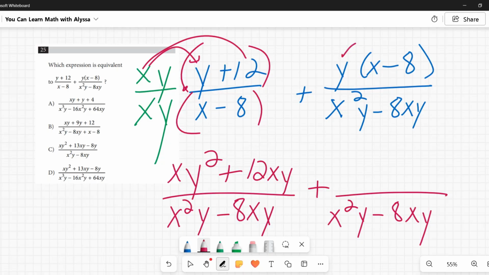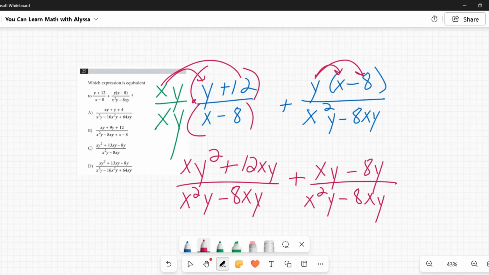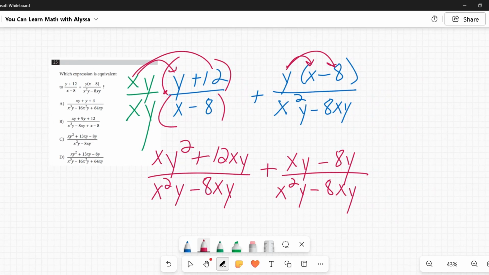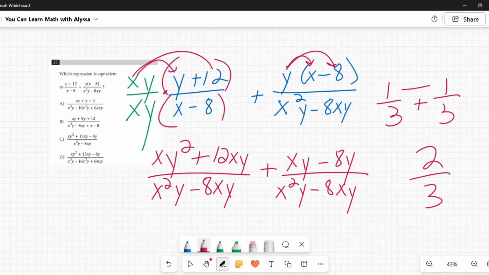Now on the top, I want to distribute. y times x is yx or xy. We put those x's first. y times negative 8 is negative 8y. Now that I have common denominators, I can combine everything on top. This is behaving just like those fractions you learned so long ago in elementary school. Things like 1/3 plus 1/3. How many thirds do I have? I have 2 thirds. So you add the numbers on top, and the bottom stays the same, because it's not saying we add the numbers on the bottom. It's saying I have 1 of a third.